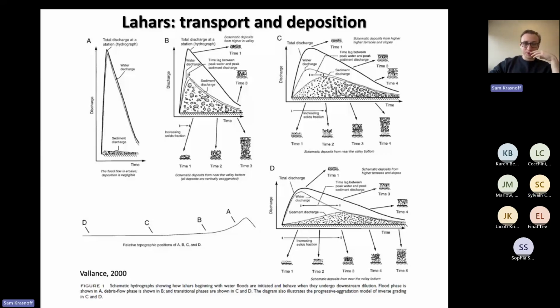It also does go to show how destructive they can be because of the delayed nature of having the peak water or liquid discharge and the sediment discharge and evolution happen at different times. It impacts the same area twice in two different ways.